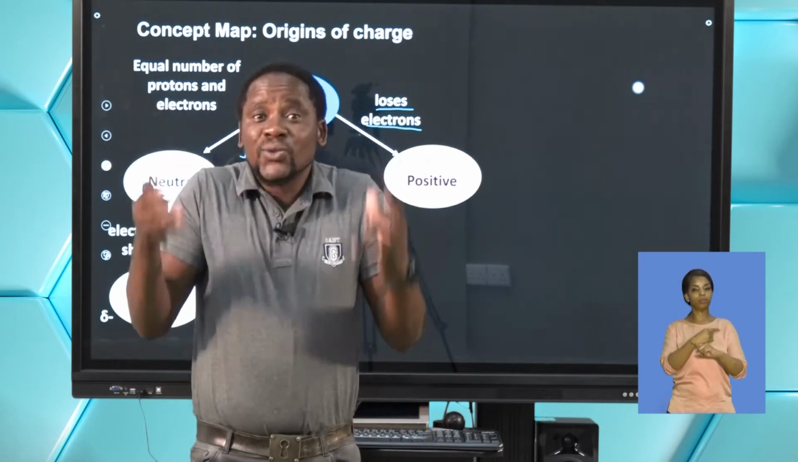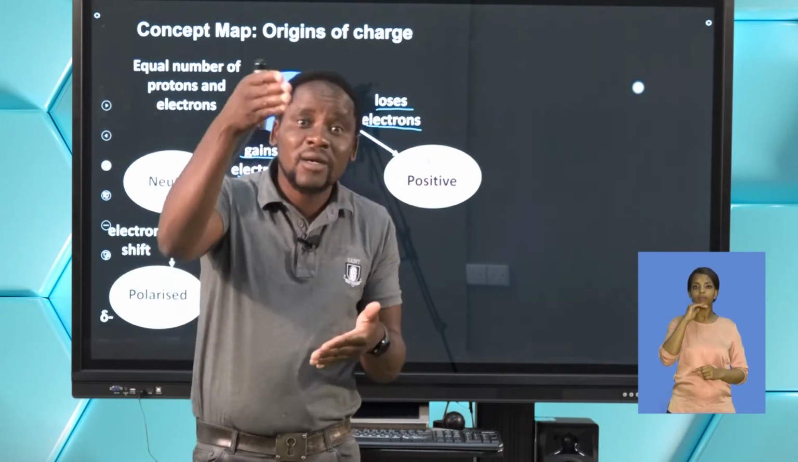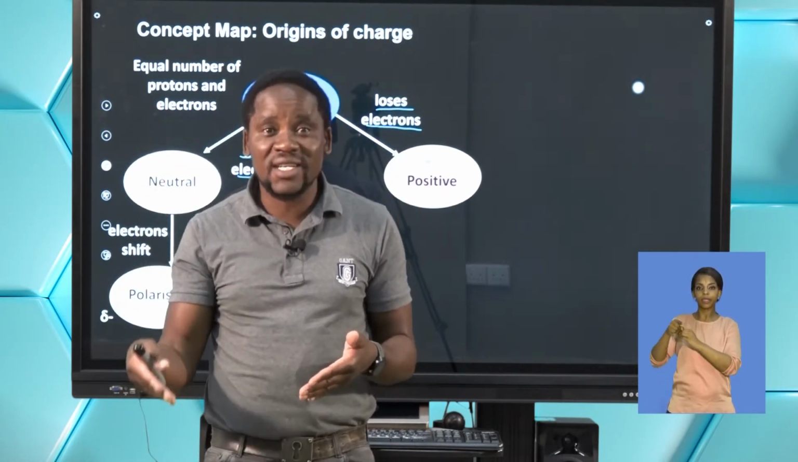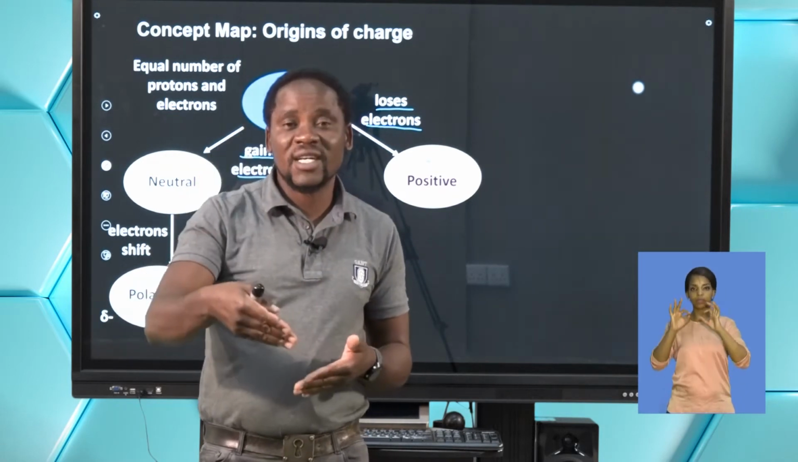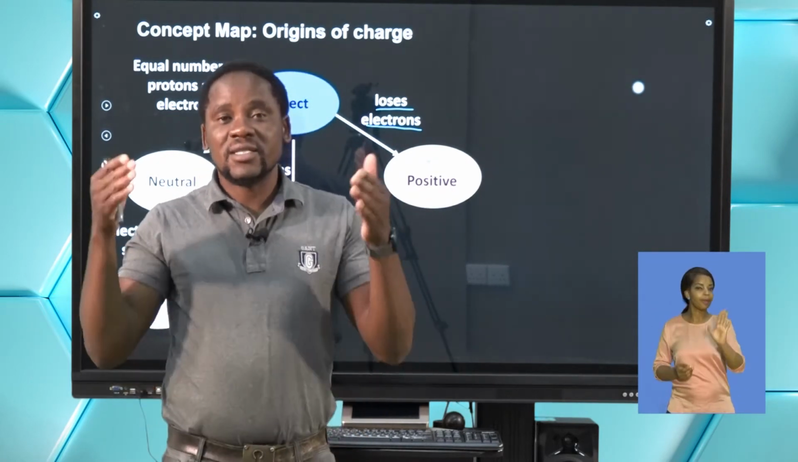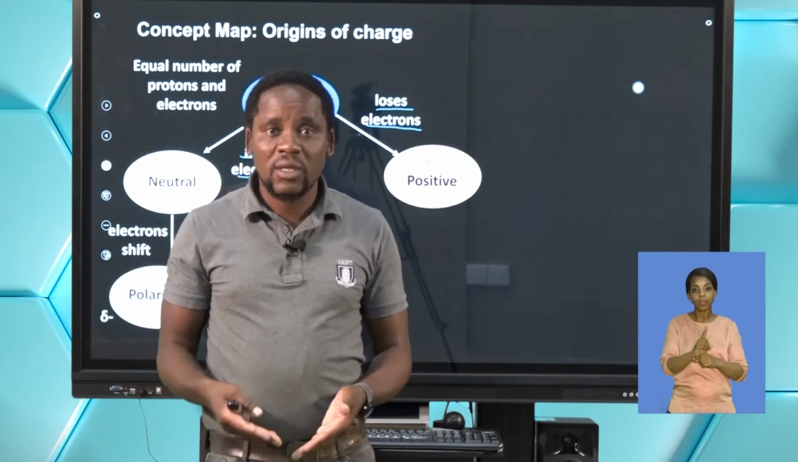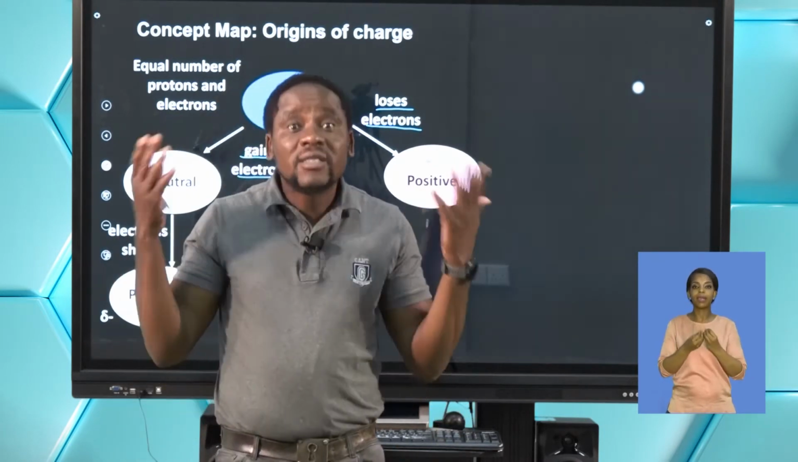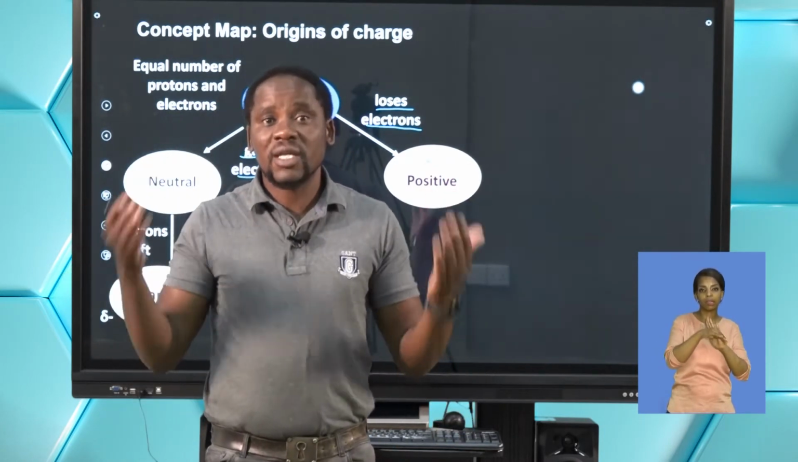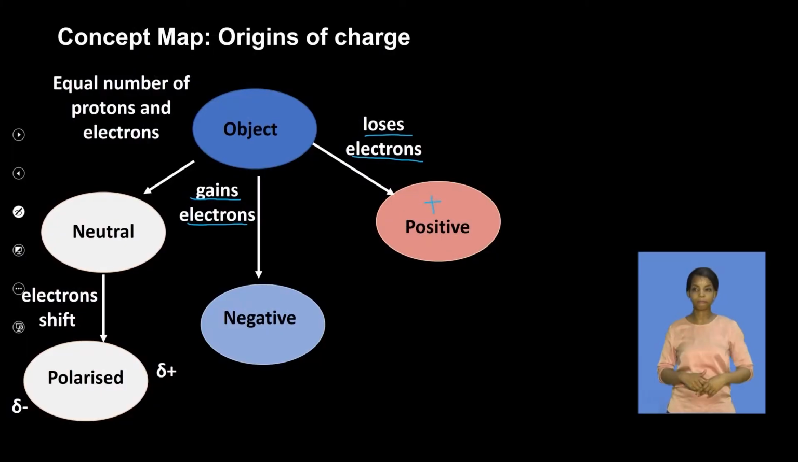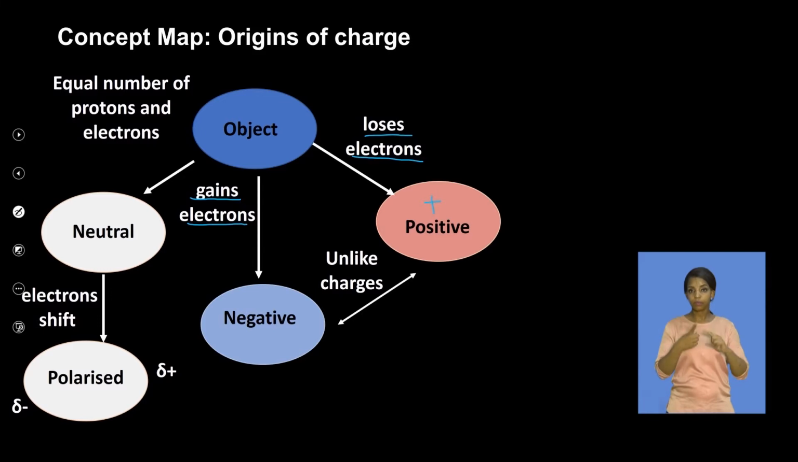So we do not necessarily add positive charges to a material for it to become positively charged. What essentially happens is that it loses electrons, because these electrons are exactly what we have in terms of negative charges. Moving along, we would get to a point where we have a positive and a negative charge, and these are opposite charges.